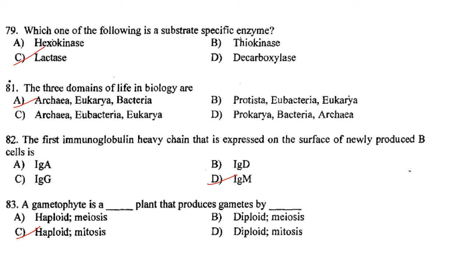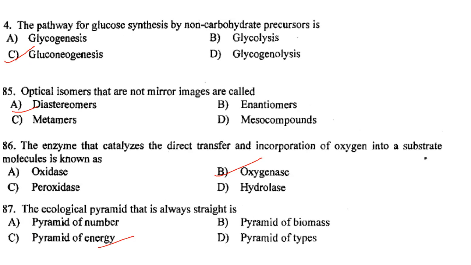A gametophyte is a dash plant that produces gametes. So a gametophyte is a haploid plant that produces gametes by mitosis. Okay, answer is option C. The next one. The pathway of glucose synthesis by non-carbohydrate precursors is. It is called as gluconeogenesis. Answer is option C. Optical isomers that are not mirror images are called. They are called as diastereomers.